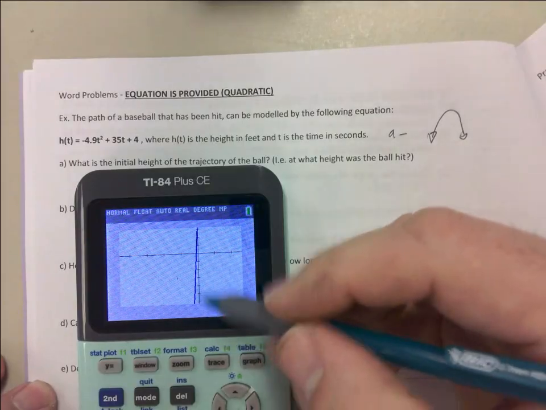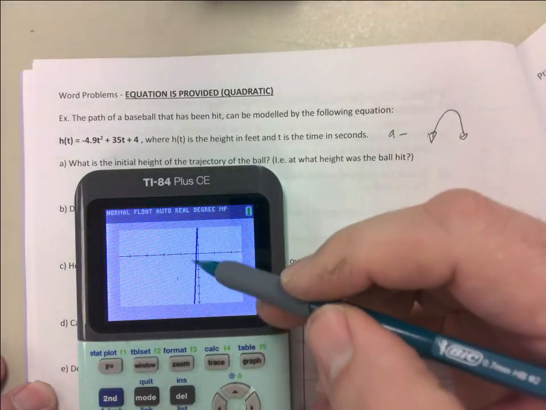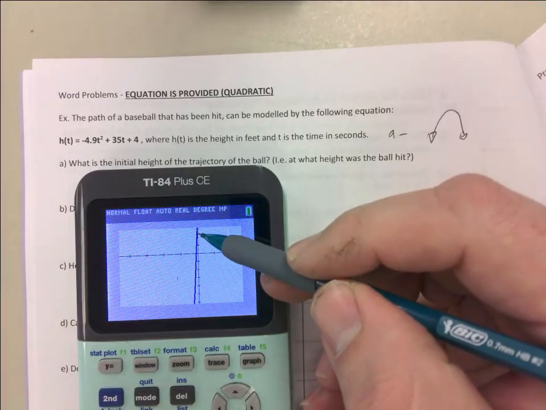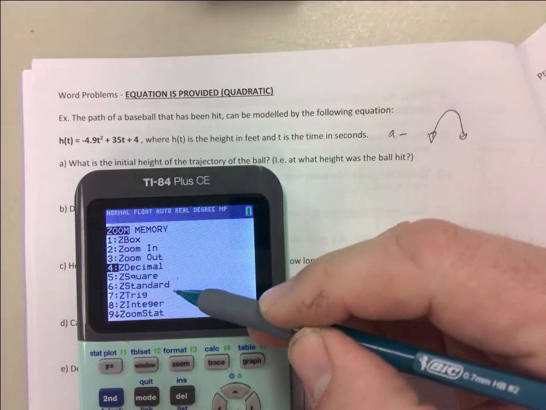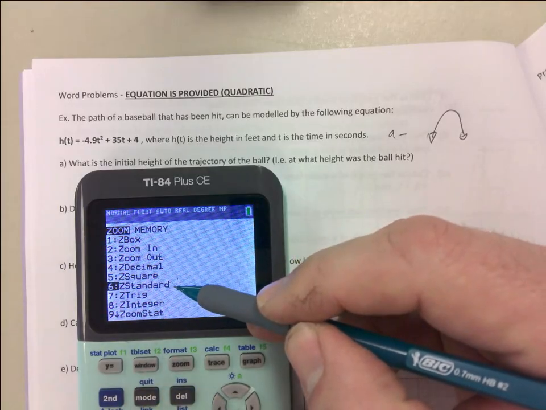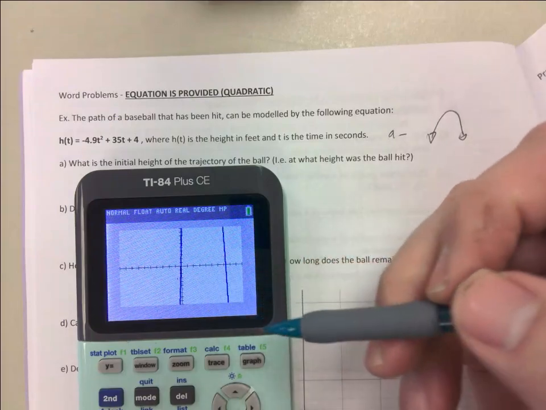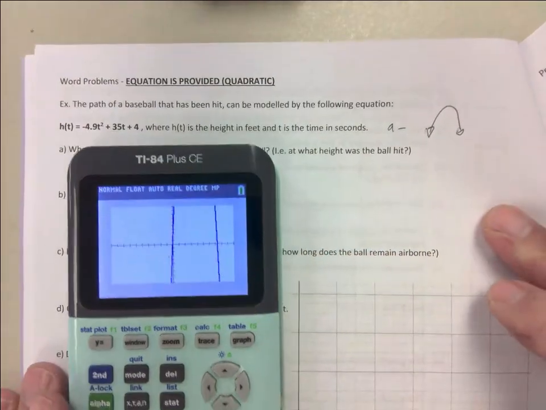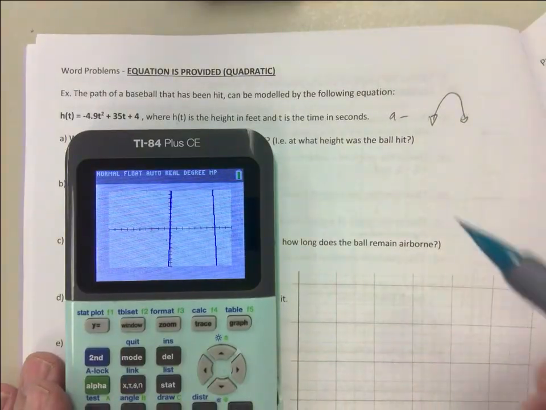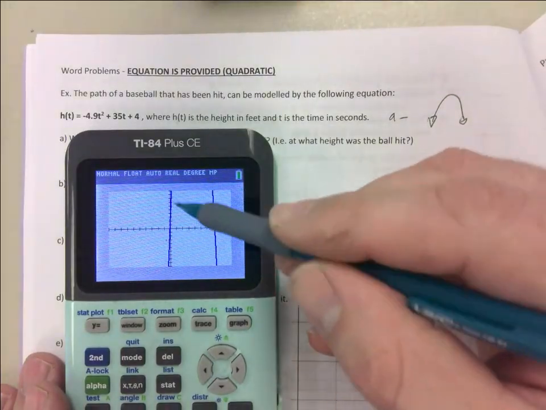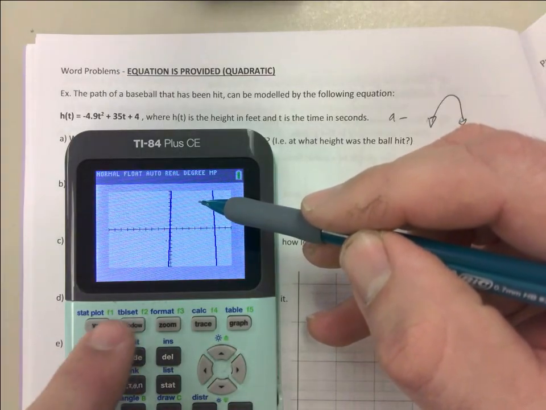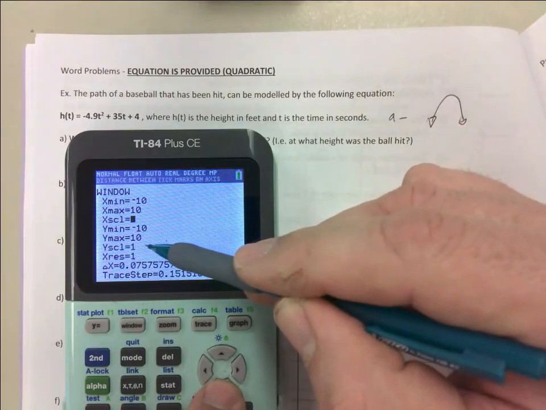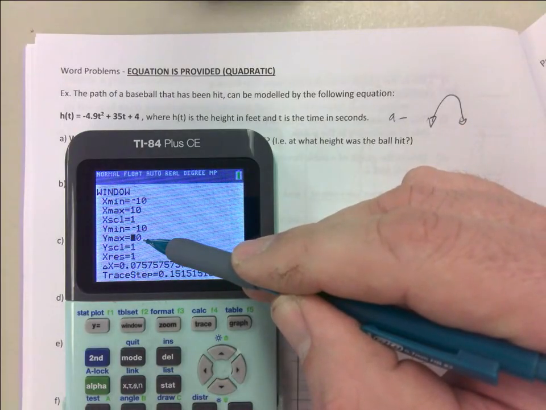Oh, I saw one of the legs on my screen. How about we all see the same thing for now? Zoom standard. Let's all have a standard zoom, a standard window. If you do a standard window, that's pretty good. But I'm going to chase the curve up. I'm going to change what on my window? Y max. Yes. I'm going to change it to, I don't know, 50. Let's try 50.